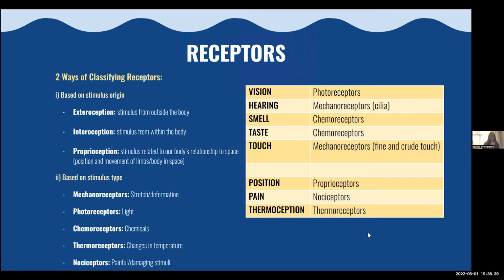Then if we classify it based on the type of stimulus, we have mechanoreceptors, photoreceptors, chemoreceptors, thermoreceptors, and nociceptors. And I've chucked in there what stimulus they will respond to. We have the 5 different senses on the side there and which receptors are involved in detecting those stimuli. And then down the bottom, we have other key sensations like proprioception and pain and thermoreception, which are detected by proprioceptors, nociceptors, and thermoreceptors.